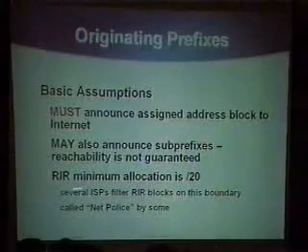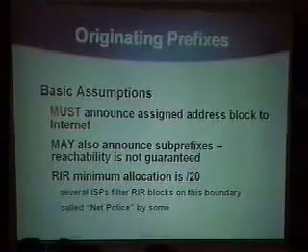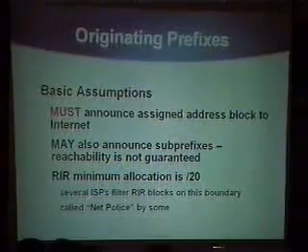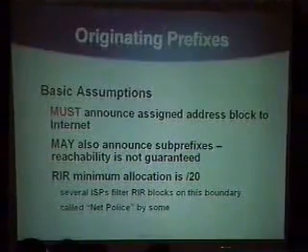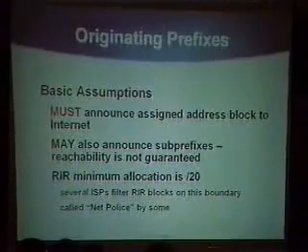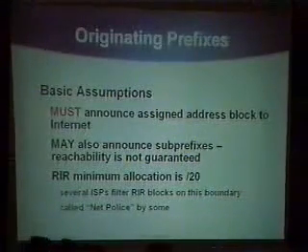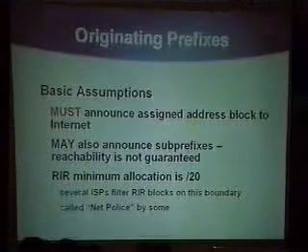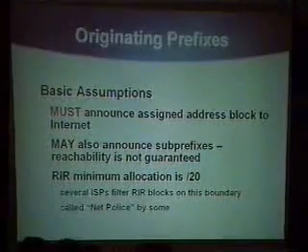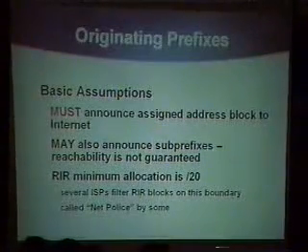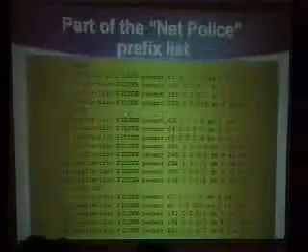Okay? Right, the regional registry minimum allocation is a /20. All three registries do this. Several ISPs filter the regional registry blocks on this boundary. So if you announce a /21 out of that address space, it will not be accepted by several ISPs. Now some people call these ISPs the "net police."